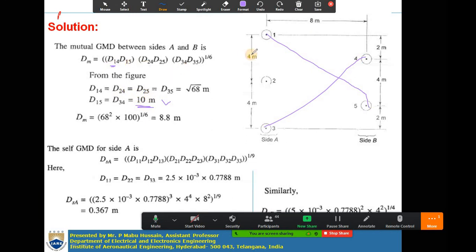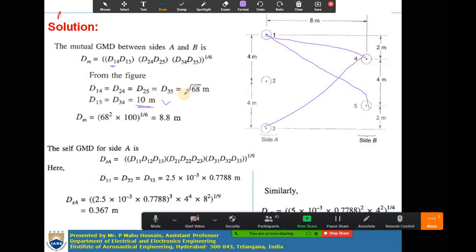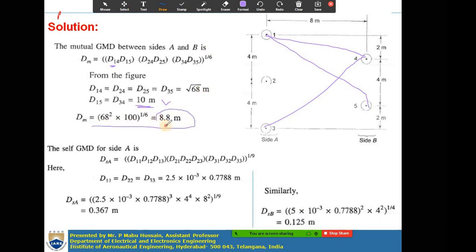D14 here, what is the D14 value? D14 is under square root 68, D15 is 10 meters, D24 is under square root 68, D25 is also the same under square root 68, D34 is 10 meters, D35 is under square root 68. If you substitute all these whole to the power of 1 by 6, then you will get the DM as 8.8 meters here.